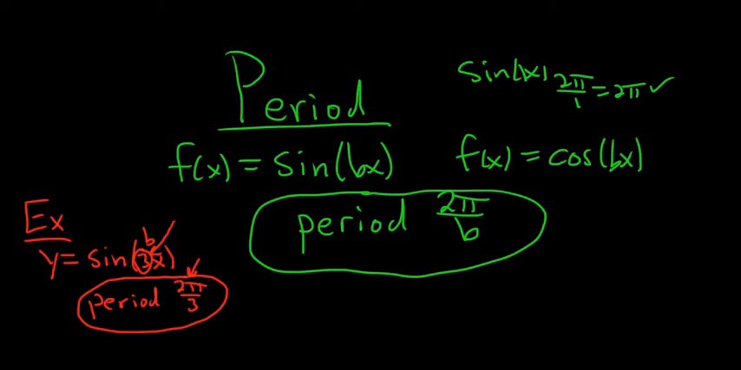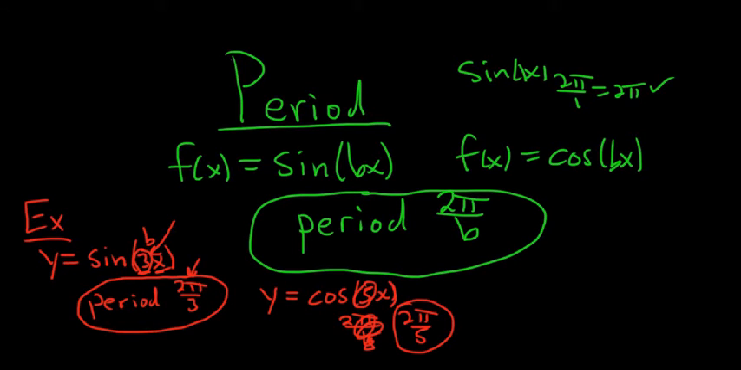That's a kind of a cool concept. Whenever you have a 3 there, it's traced out 3 times as fast. So if we had cosine 5x, then the graph of cosine is traced out 5 times as fast. Kind of just some extra knowledge. So b is 5, so this would be 2 pi over 5. That would be the period.